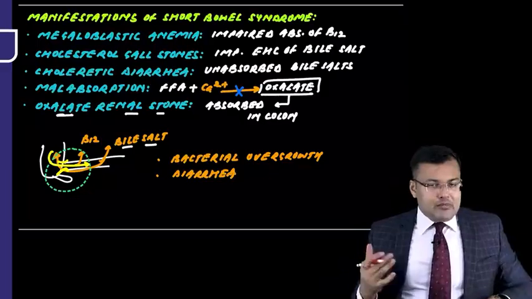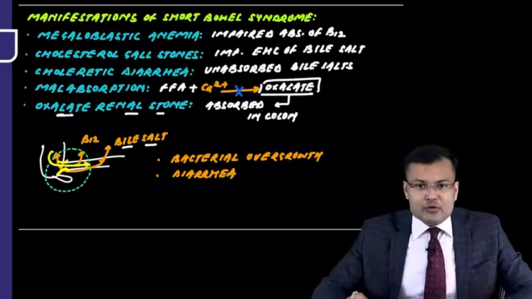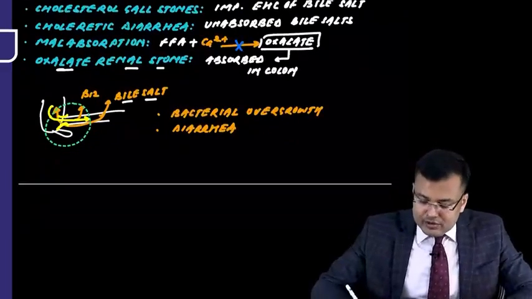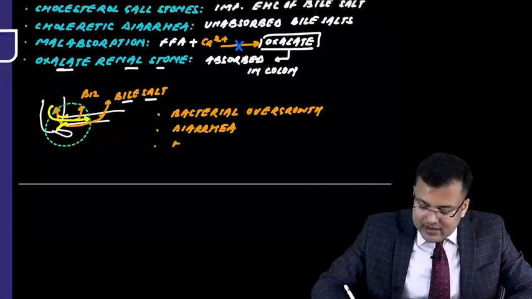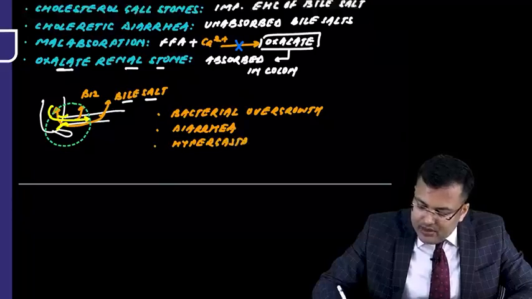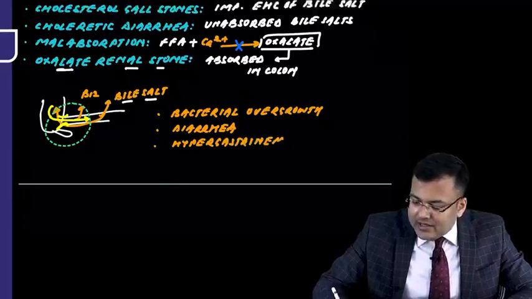And you know that catabolism of gastrin occurs in the small bowel mucosa. So in patients with short bowel syndrome, there is increased gastrin, which means these patients are having hypergastrinemia.